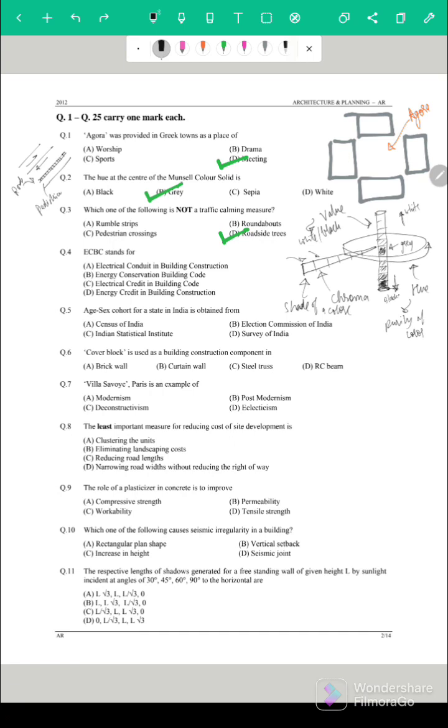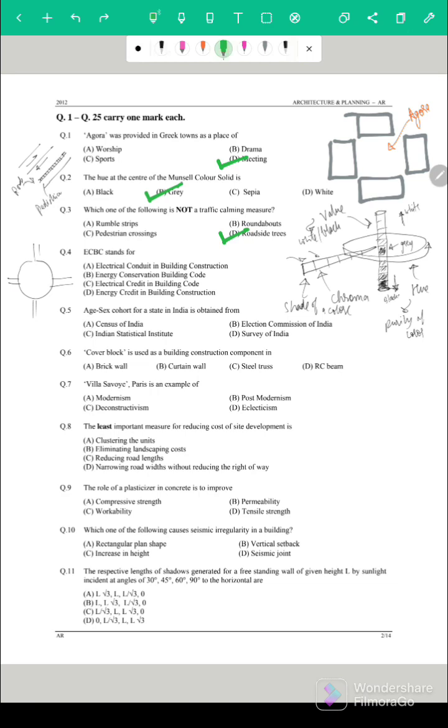And everyone knows roundabouts, it is an intersection where there are no traffic lights, and it helps the traffic flow continuously.